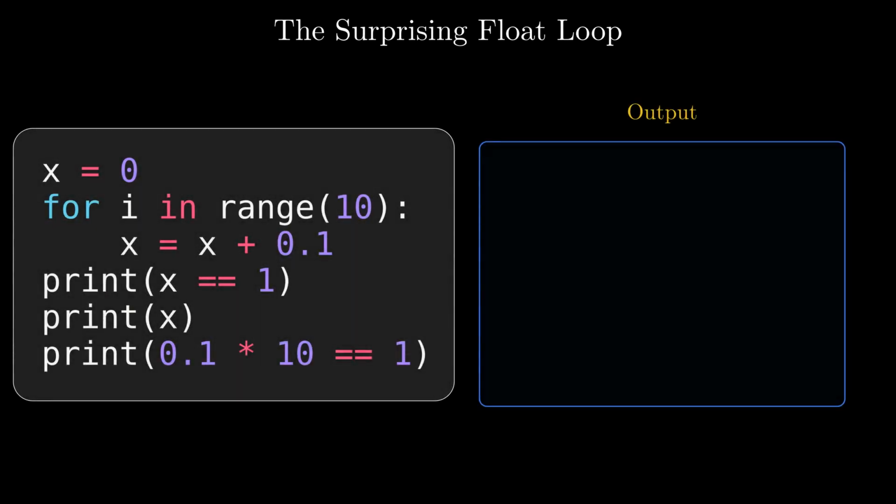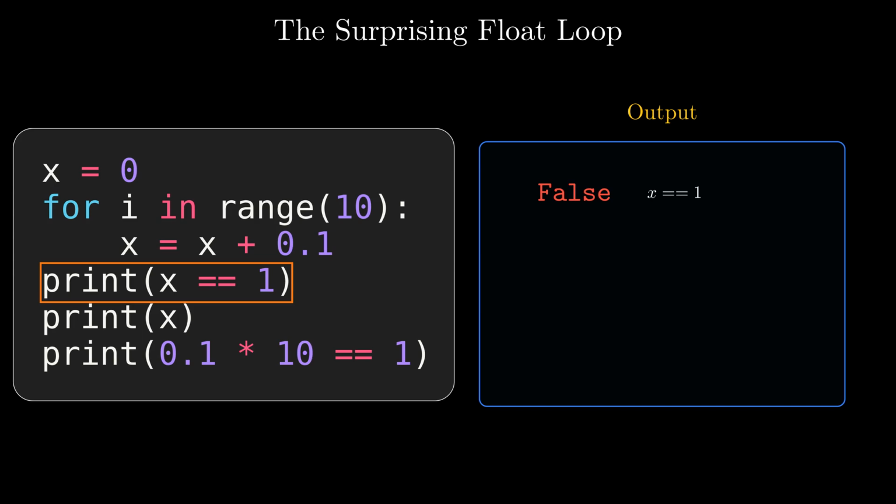Here is the example. We start with an integer variable set to 0, then loop through range of 10, which runs the body 10 times. Each pass adds 0.1 to the running total. So we are adding 0.1 to itself 10 times. Then we print whether that sum is equal to 1. When we run it, Python prints false. That is not intuitive. Add 0.1 10 times and you expect 1, but the program disagrees.